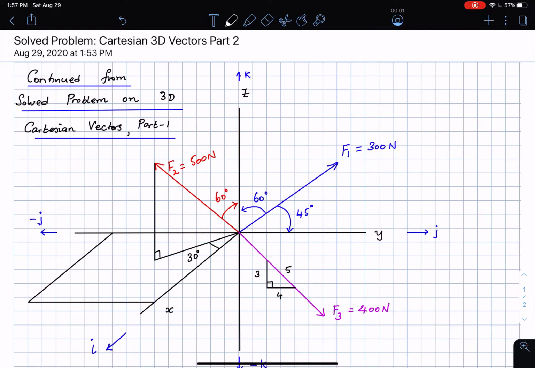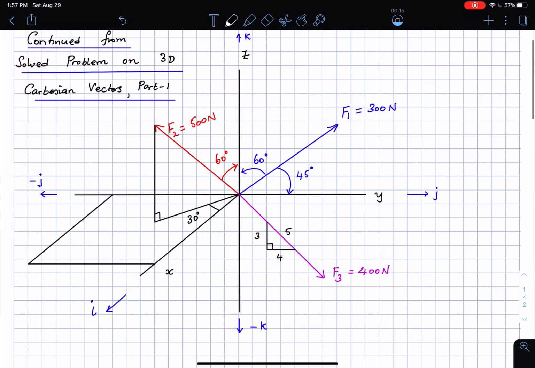Hello everyone. So we are actually continuing our solved problem on 3D Cartesian vectors. This is the second part of the problem. It's a slightly shorter part than the previous one, so I just wanted to break it into two pieces. Okay. Here is the problem so far. I'm given all these forces F1, F2 and F3.